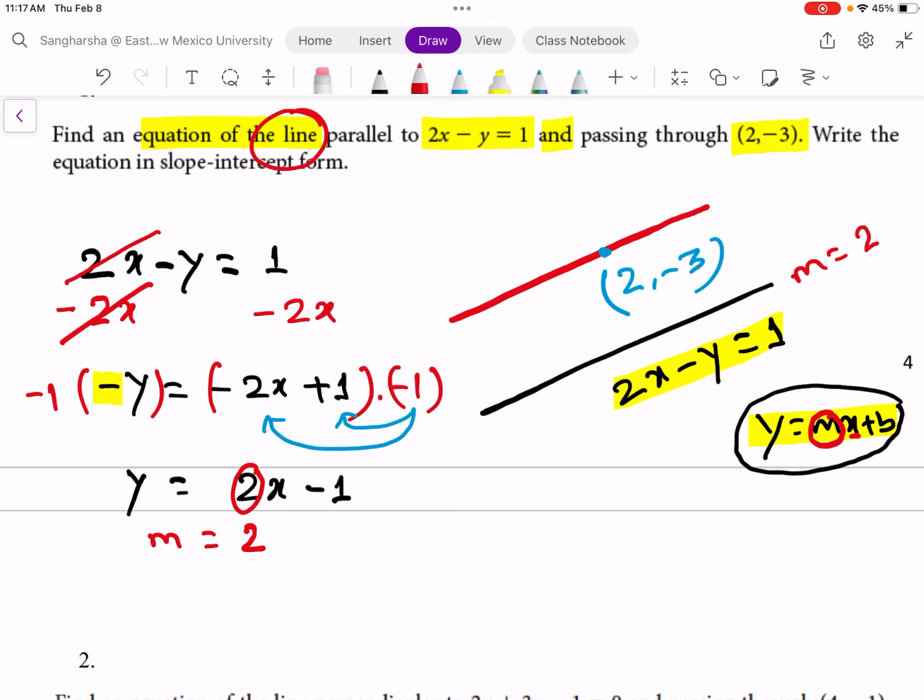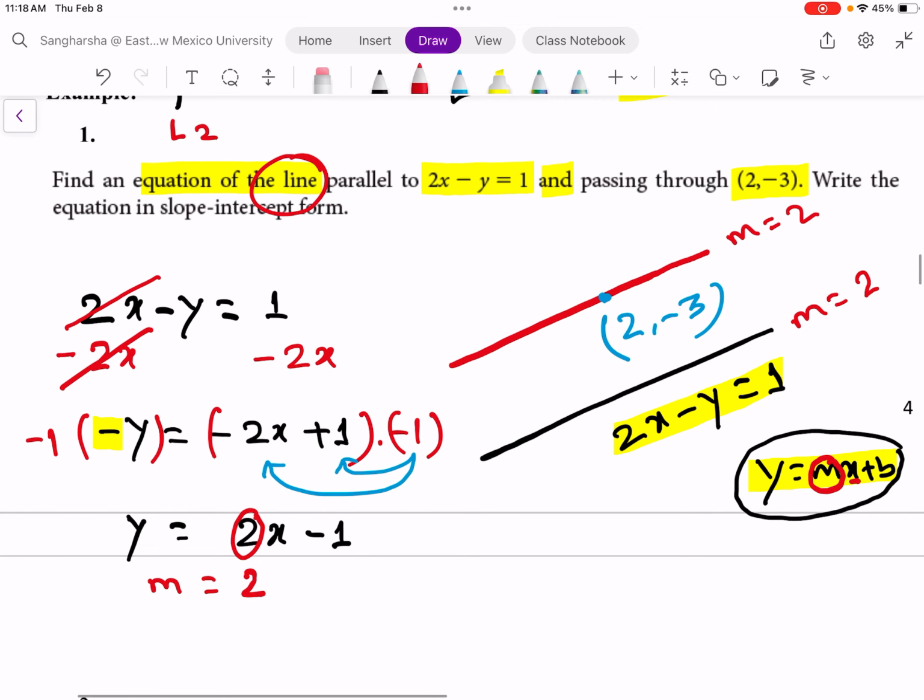Now what will be the slope for the red line? It will be 2, because these two are parallel. If we have parallel lines, then the slope is the same. So the slope for the red line is also 2. Now we need to find the equation. So we have a point, and we have a slope. If we have a point and a slope, what do we use to find the equation of a line?